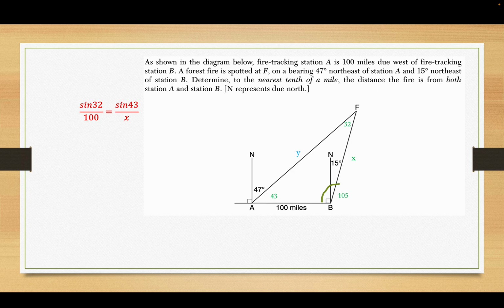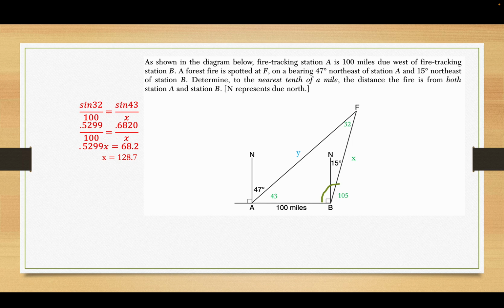So in order to find X, I'm going to do the law of sines, which is easier than the law of cosines. And I get the sine of 32 is to its opposite side, 100, as the sine of 43 is to its opposite side, x. Look up the values, cross multiply, divide by 0.5299, and I get x is 128.7.